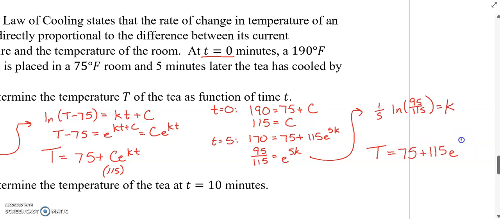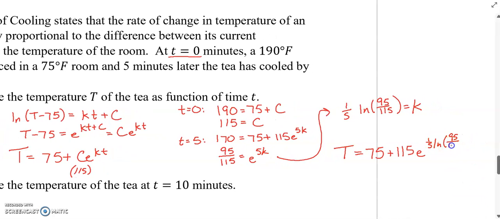So I'll do 1/5 natural log of 95 over 115 times T. And if you feel like it, I always like to do this. It always kind of makes me a little happy to rewrite this. You can do the little switcheroo, and we'll have 95 over 115 raised to the T fifths. Again, that's the same trick I've shown you a few times.